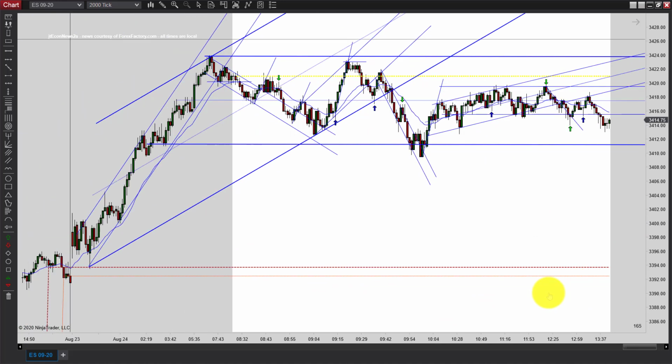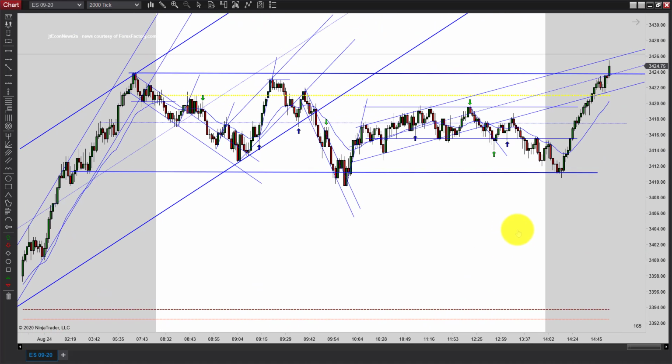But I'll back out and give you one more look at the big picture. There it is.